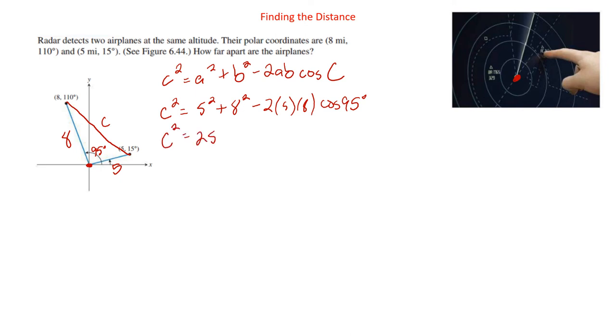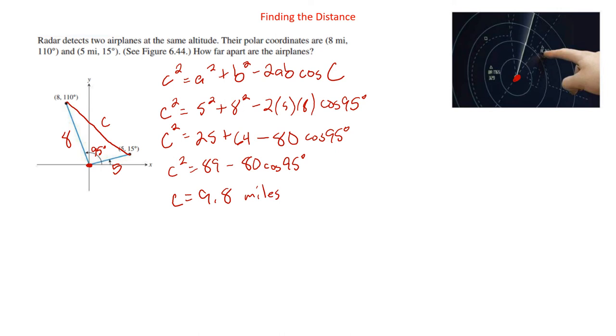c squared equals 25 plus 64 minus 80 cosine 95 degrees. 25 plus 64 is 89 minus 80 cosine 95 degrees. So 80 times cosine 95 degrees gives us a value. 89 minus that value gives us a value that's c squared, and we can square root to get that c is going to equal about 9.8 miles. So these planes are 9.8 miles apart.